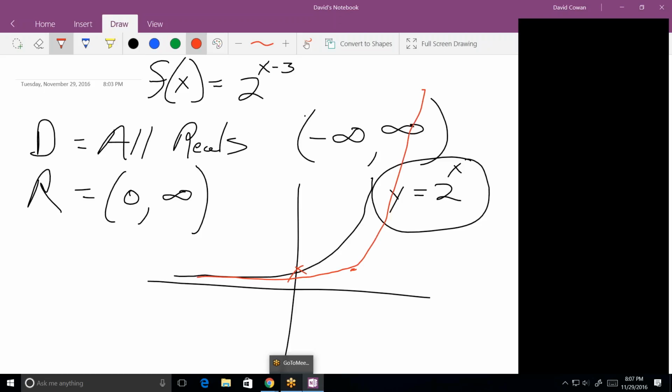Now, it doesn't affect the domain. The domain's still all reals. What happens to the range?